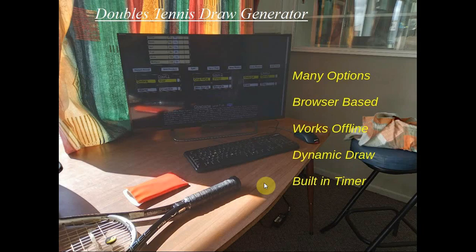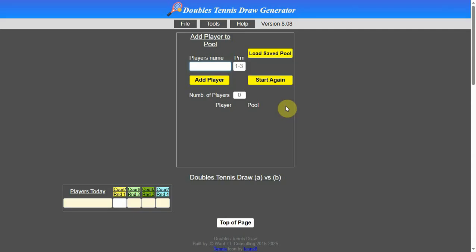Now let's have a quick look at this application. Right, when you bring the product up for the first time, you'll get a screen looking something like this. This button should not be there because you haven't got a save pool at this point in time. One of the first things you'll need to do is to add players to your pool. So let's just add a couple of players now to show you how it's done.